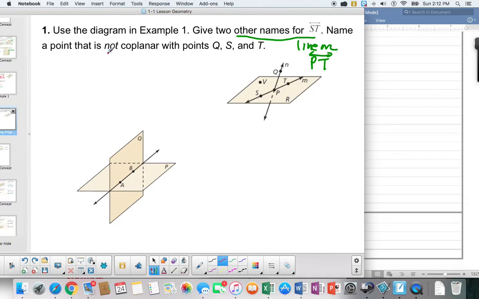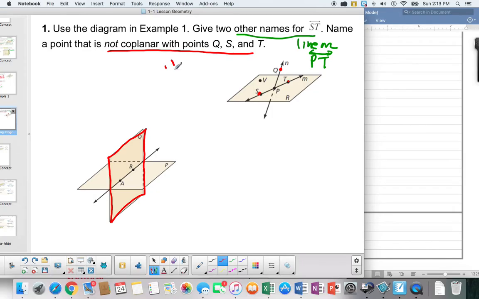Name a point that is not coplanar with points Q, S, and T. Q, S, and T are making a vertical plane, very similar to this one. So we want to find a point that's not going to be in a plane that goes through these 3 points. And the answer will be point V. Point V will not be in that plane.